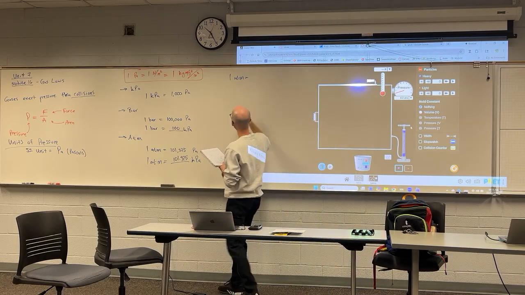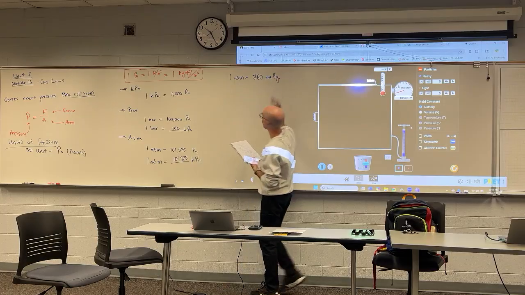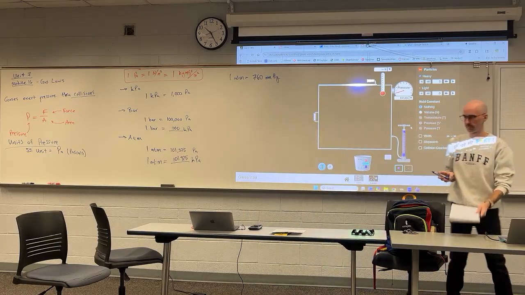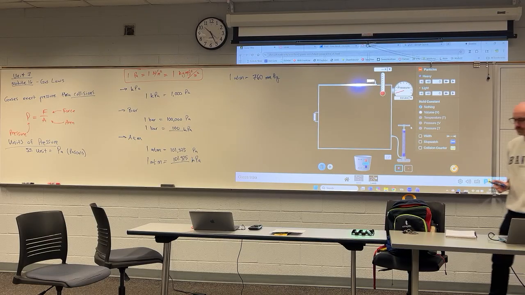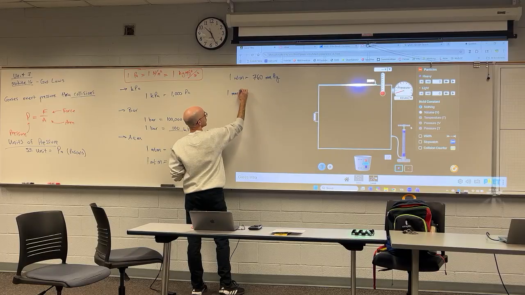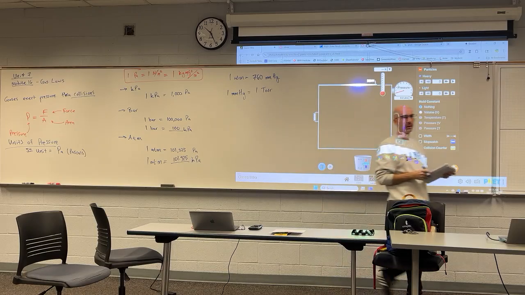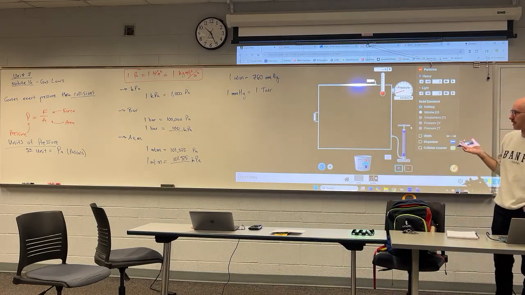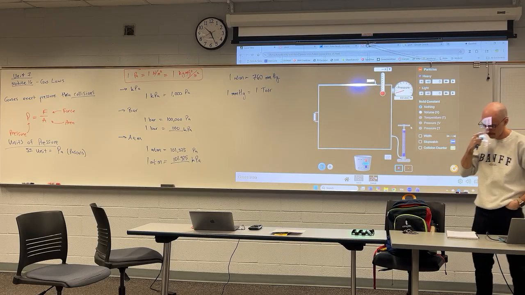One atmosphere is also equal to 760 millimeters of mercury. We're going to discuss what millimeters of mercury means in a little bit. But 1 millimeter of mercury is also given the unit 1 torr, which means that we can also say 1 atmosphere is equal to 760 torr.